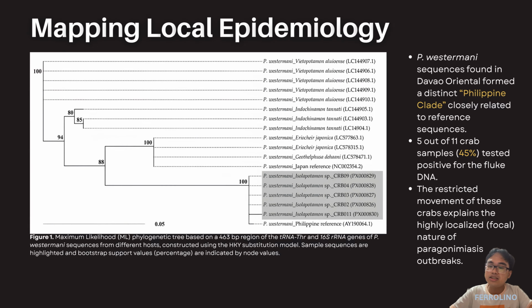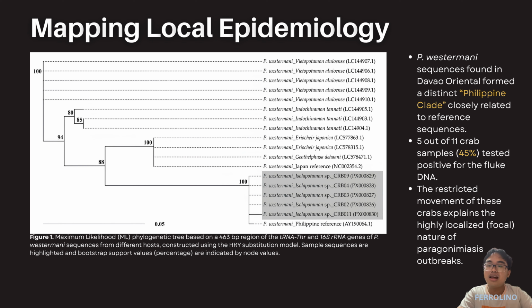The final analysis of the data provides three major factual takeaways regarding the local epidemiology of Manay, Davao Oriental. First is that the phylogenetic tree in figure 1 shows that the P. westermani sequences from Davao Oriental formed a Philippine clade. These sequences were closely grouped together and were distinct from the isolates found in Vietnam, the Vietopotamon aloysiensis, and Japan, Eriocheir japonica. This indicates a locally evolved and adapted lineage of the parasite.